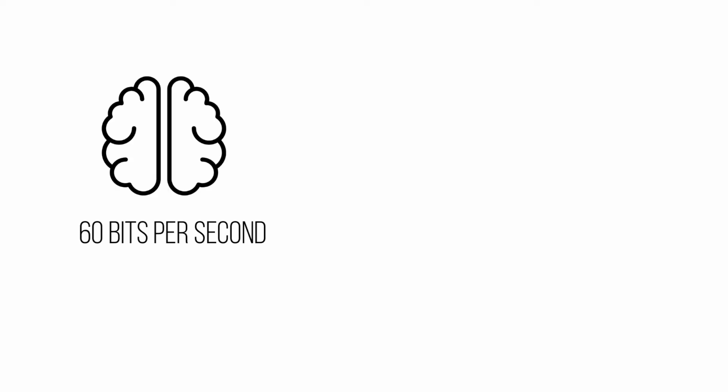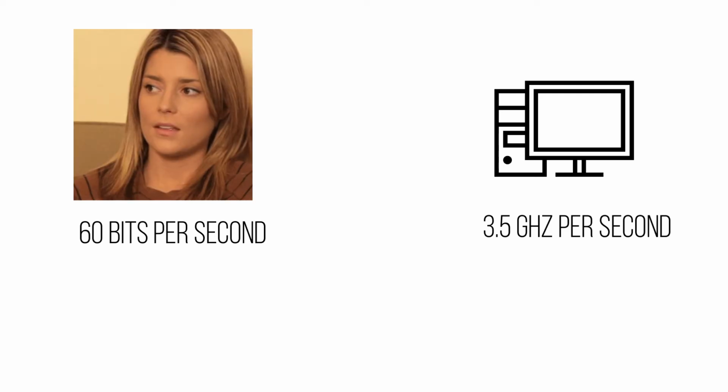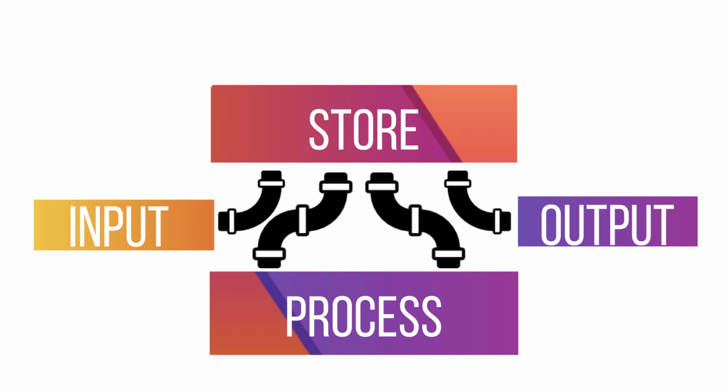Now, a human brain can process information at 60 bits per second. And that's according to a bunch of psychologists who are way smarter than me, so I have no reason to doubt that number. Now, I say that because our brains process information 10 million times slower than a computer. So that's why this input, process, output cycle seems staggeringly fast, because it is.